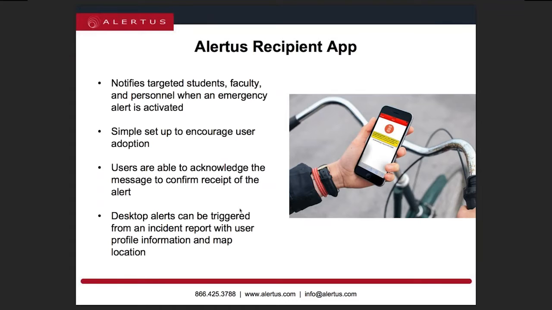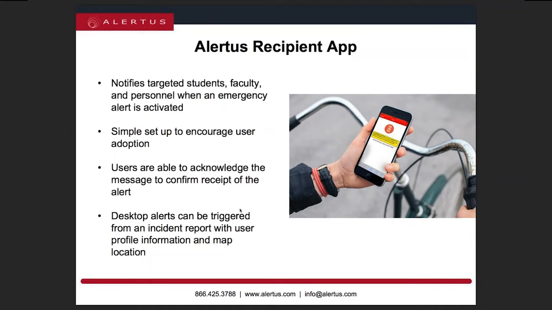The Alertus Recipient app has undergone a lot of new changes recently. This is the one that notifies students, faculty, and any personnel that have installed the app and signed up for the alerts. It's really simple to set up. You'll type in a code, an email, and right away you'll be able to receive alerts.